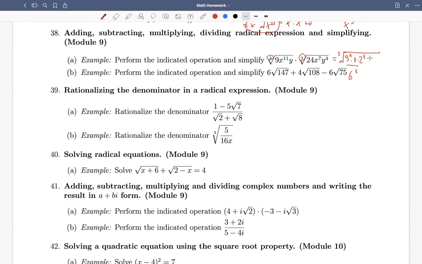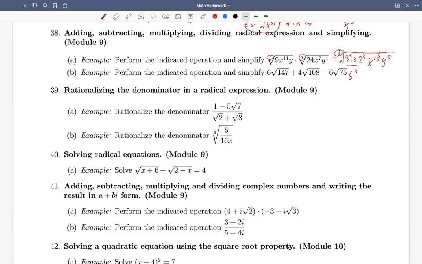Now, x raised to 11 times x raised to 7, that's x raised to 18. Then the y term: y has no power, which means the power is 1. So y times y to the 4th power, that's y to the 5th power.